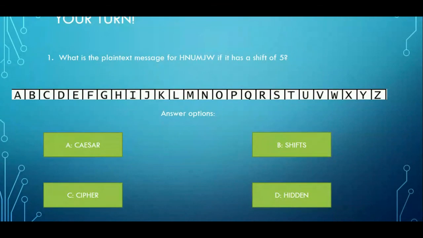Right, next up is your turn. Basically, your turn now to see what you know and what you've learned. So I'm not going to tell you anything here. You have 4 answers. And the question to you is, what is the plain text message for HNUMGWJW if it has a shift of 5? Good luck, and I hope you get the right answer.